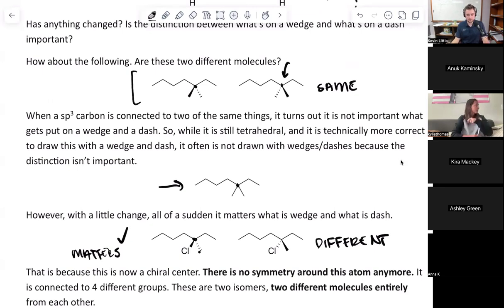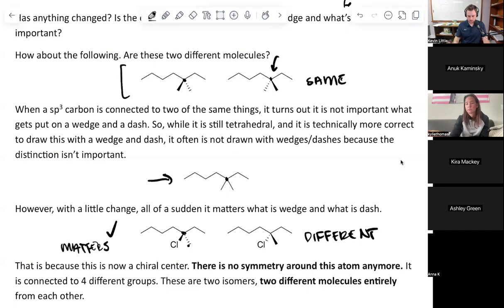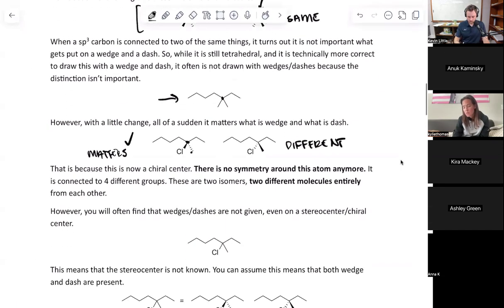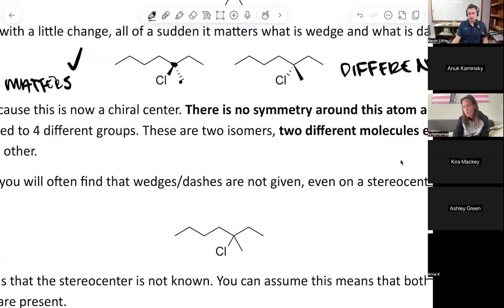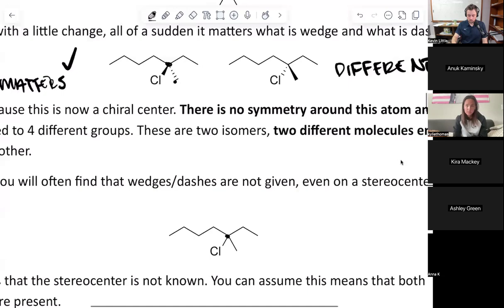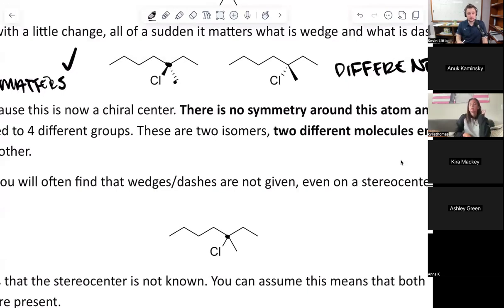However, where this kind of gets a little complicated is that you'll still sometimes see people draw this out like this, myself included. You'll see someone draw a chiral center, which is that, without the wedge or the dash. That's communicating something very, very particular. That's communicating not that it doesn't matter, it's that we don't know. It's a different thing entirely.